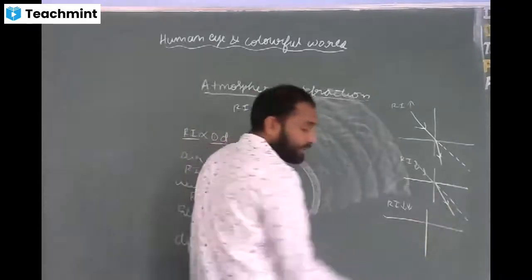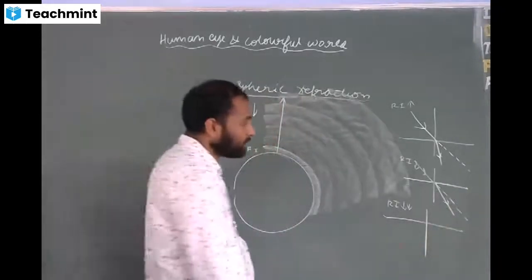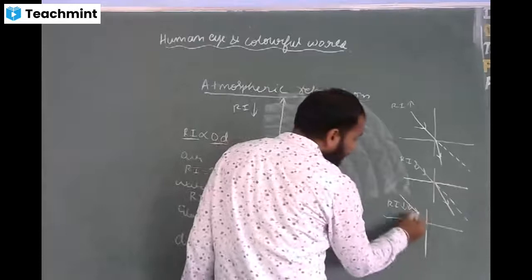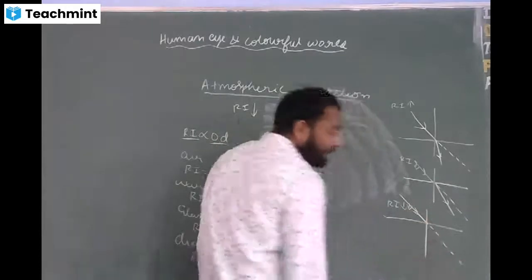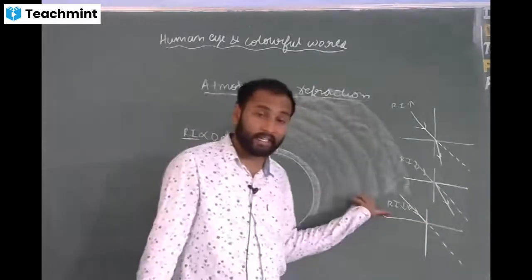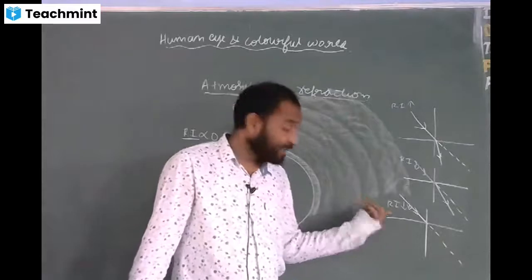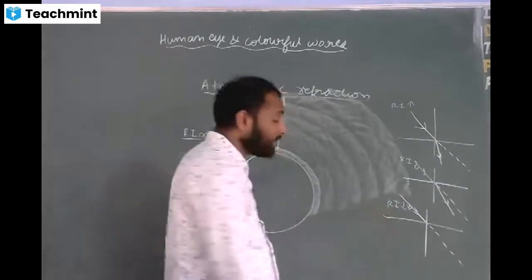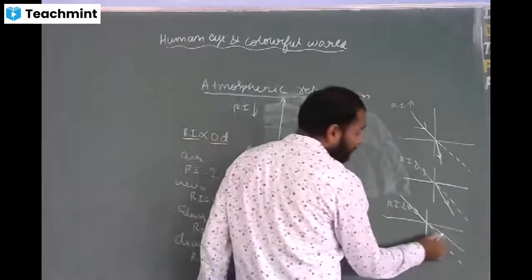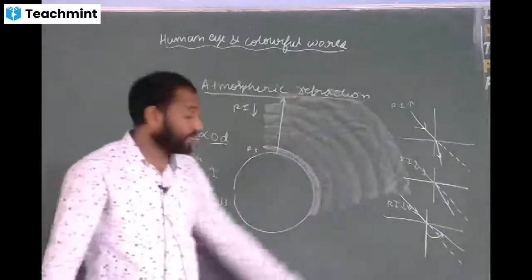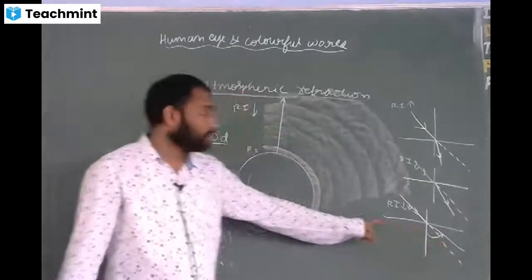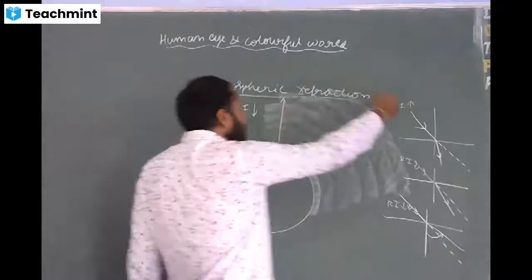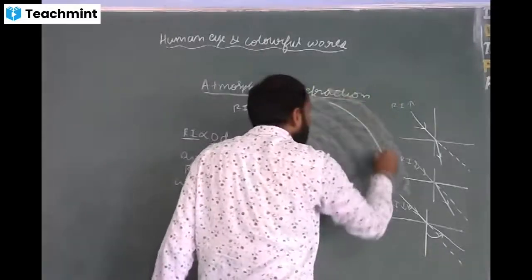And here refractive index is too less. So as refractive index is too less, what happens when light enters from an optically denser medium to an optically rarer medium? The light ray will bend away from the normal. Correct? So it is bending away from the normal. So here also when light enters, I will write the layers.